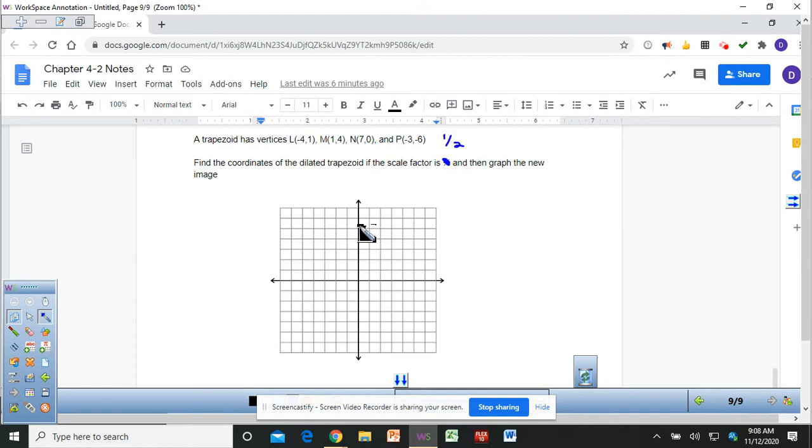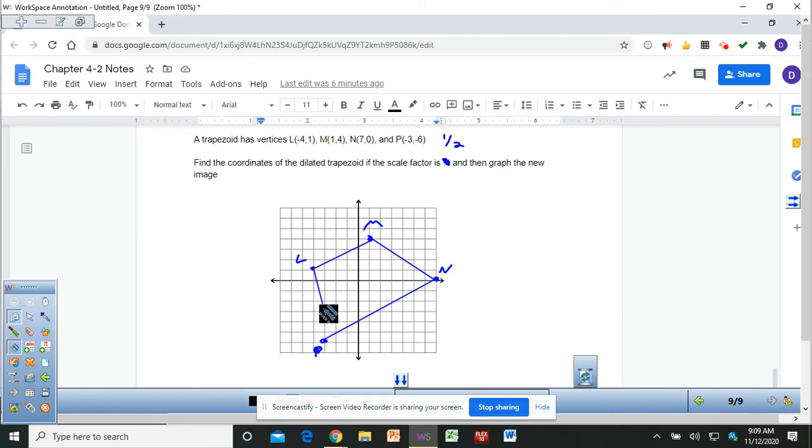Okay, so they're giving us the coordinates negative 4, 1, 1, 4, 4, 7, 0, and negative 3, negative 6. So they're giving us this shape, L, M, N, O. Oh, sorry, let's use P. Okay. So this would be what my shape is going to look like to start with.